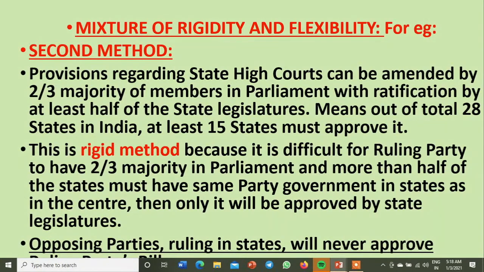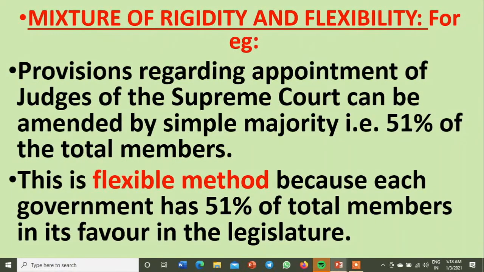How will they approve the opposition party's bill? Only the same party ruling in the states will approve. So it is a rigid method. An opposing party ruling in the states will never approve the ruling party's bill. So it is a rigid method. The next is a mixture of rigidity and flexibility.